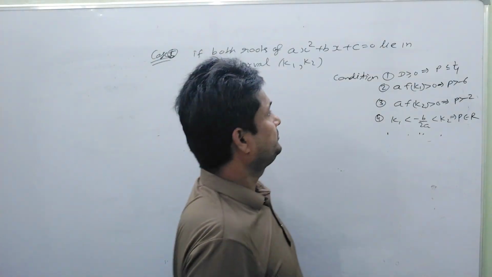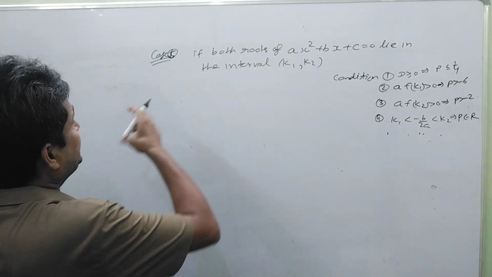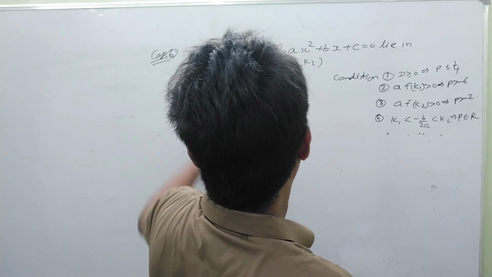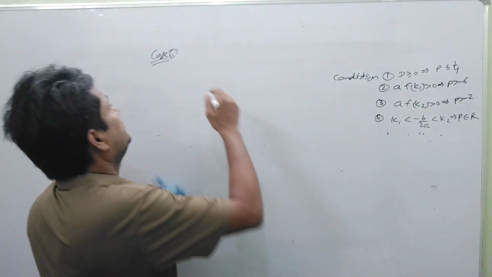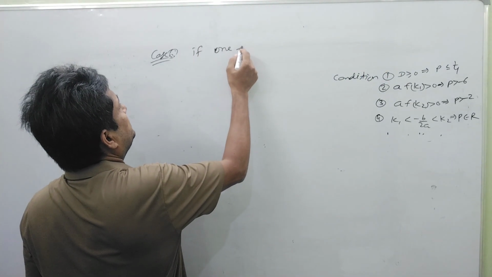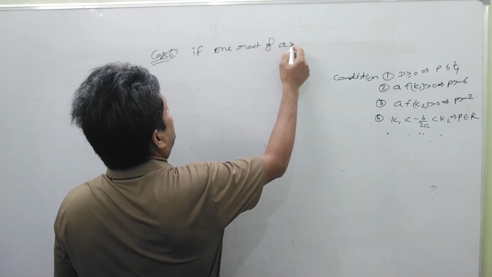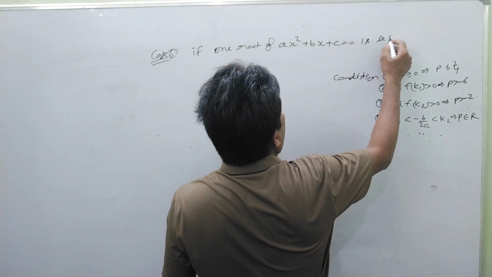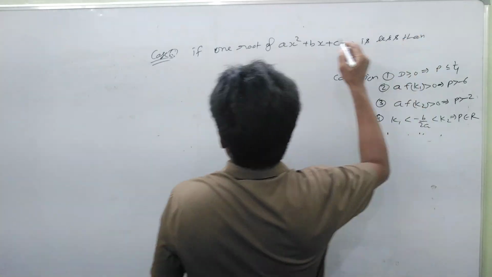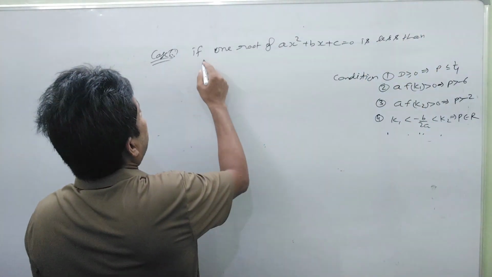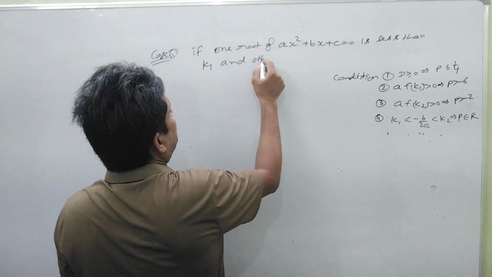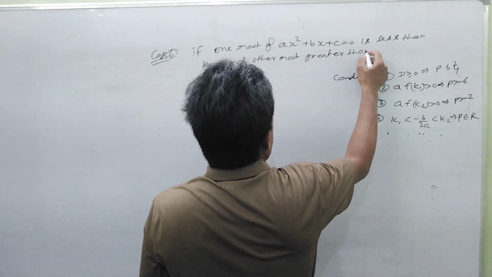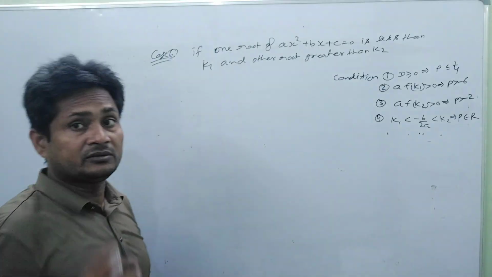That is the fifth case answer. Now the next condition is case number 6. What was case number 6? Case number 6 was: if one root of ax square plus bx plus c is equal to 0 is less than k1 and the other root greater than k2, then in this case, what were the conditions?